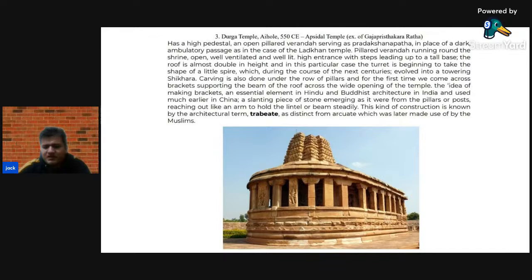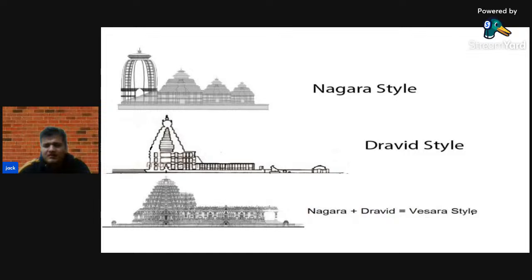So now we will discuss how the temple architecture evolved with time. In the later centuries, from the 3rd century AD to the 7th century AD, proper architectural styles were developed. In the northern side of the country, it was the Nagara style which was developed, and in the southern side, it was the Dravida style architecture.